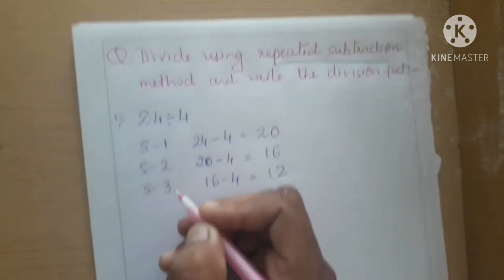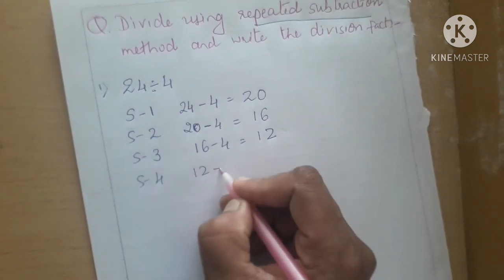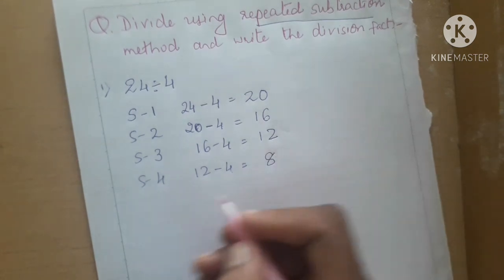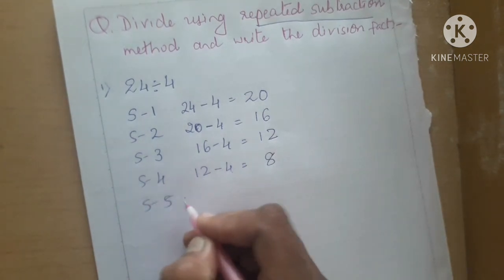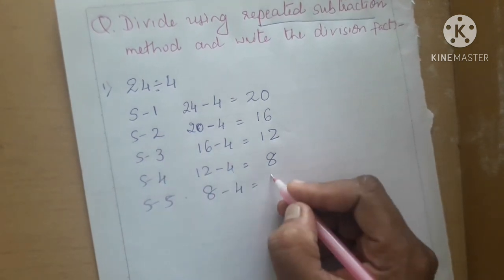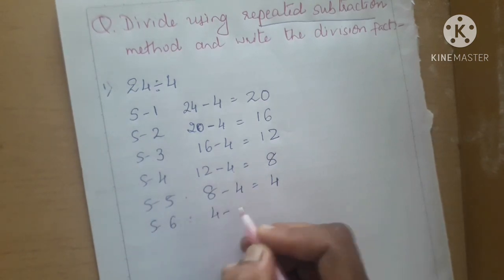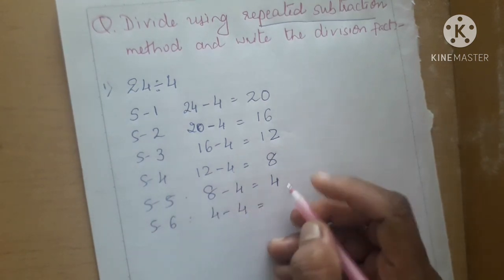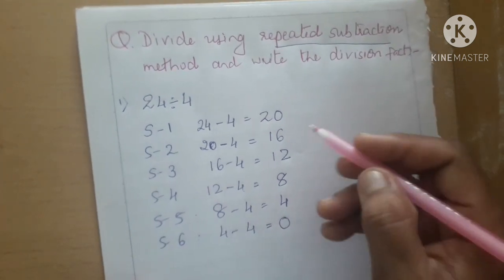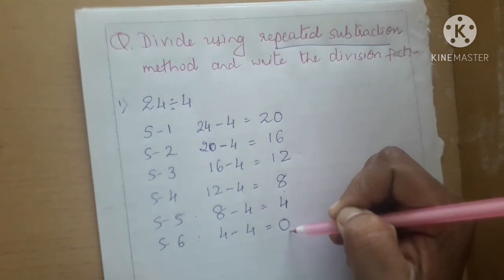This is your step 3. Then step 4, I will do 12 minus 4, so I am left with 8. And then I am going for 8 minus 4, that is, I am left with 4. And now step 6, that is 4 minus 4, and I am left with 0. Okay, so in how many steps could I reach the number 0?